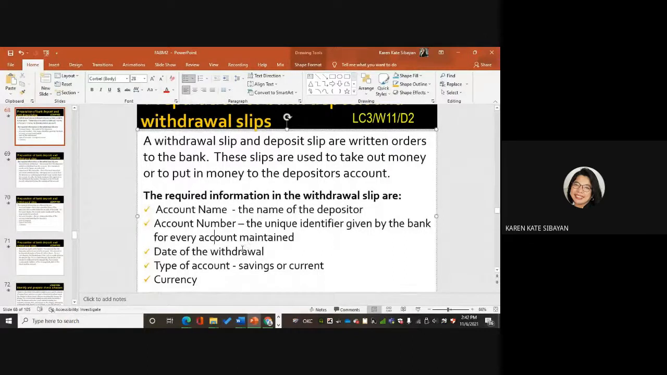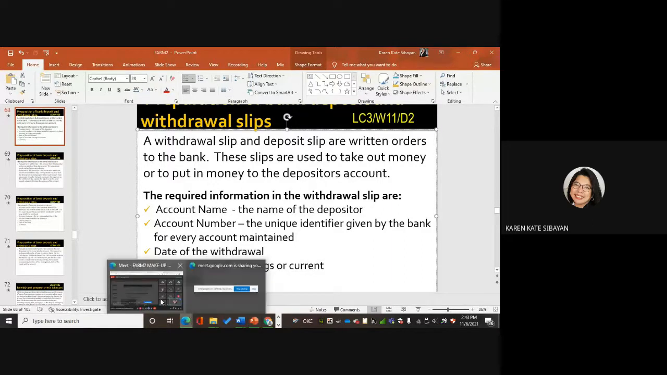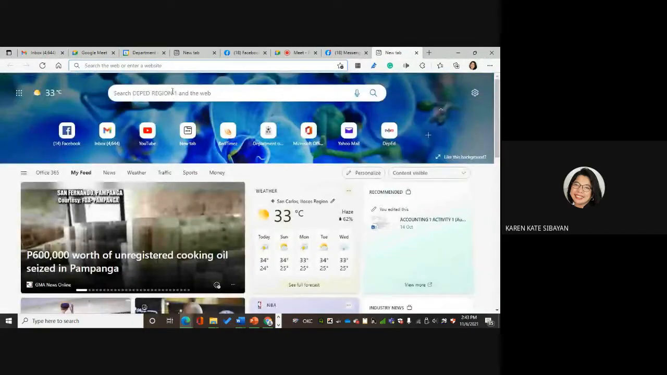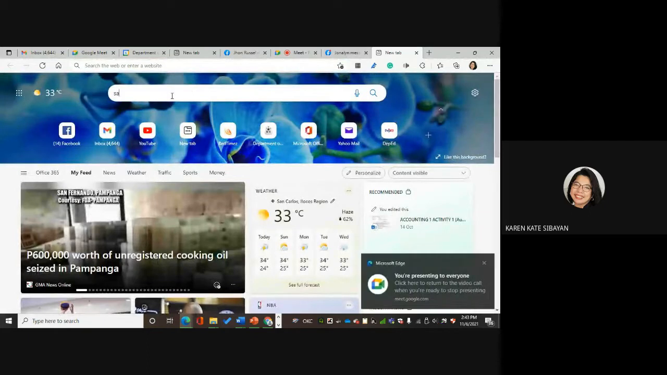Yan. A withdrawal slip and deposit slip are written orders to the bank. These slips are used to take out money or to put in money to the depositor's account. The required information in the withdrawal slip are account name, account number, date of withdrawal, type of account, currency. So I think it's better if we search for an example kasi mahirap. Pasensya na sa mga nagtatanong sa akin, binibilisan ko din.